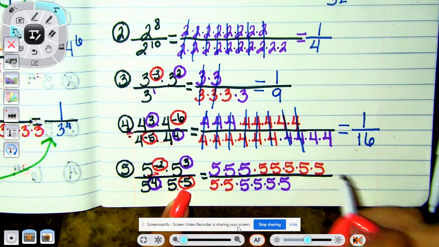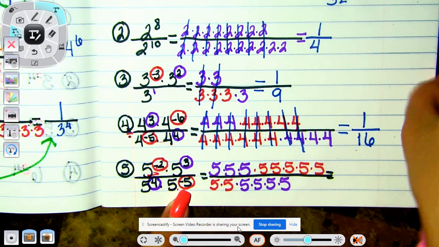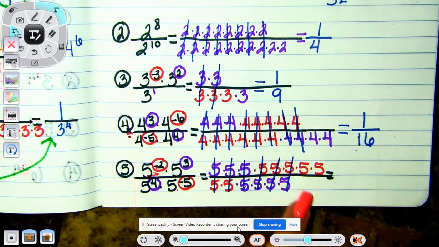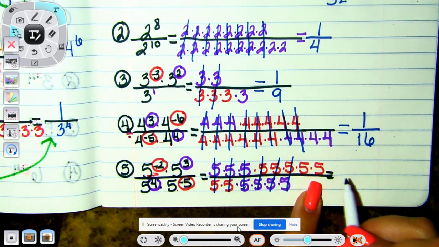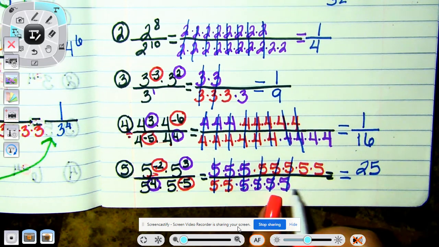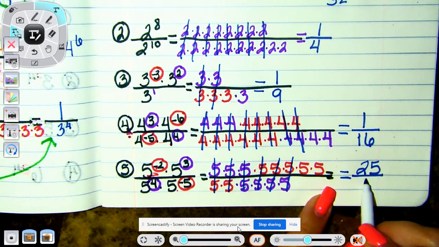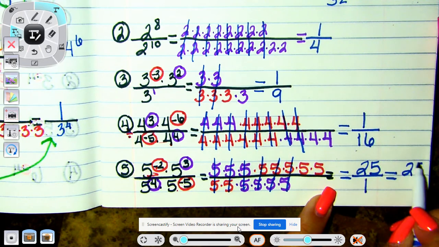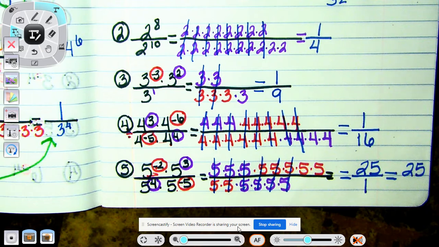Okay, and now we got to cancel. Let's simplify it. Oh, we canceled everything out on the bottom, so literally all we have on the top is 5 times 5, which is 25. Nothing left on the bottom, so you could say that's over 1, but 25 divided by 1 is just the number 25, as it's whole.